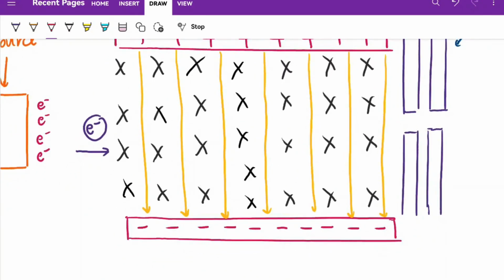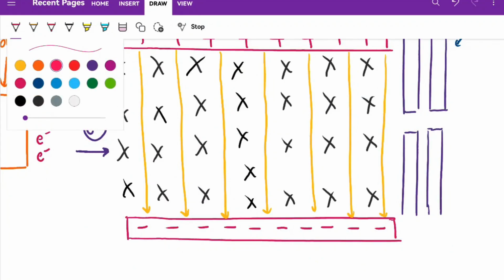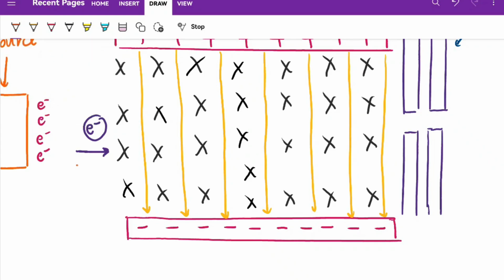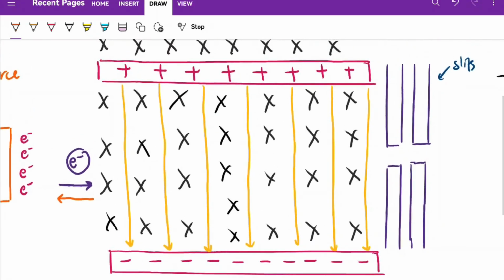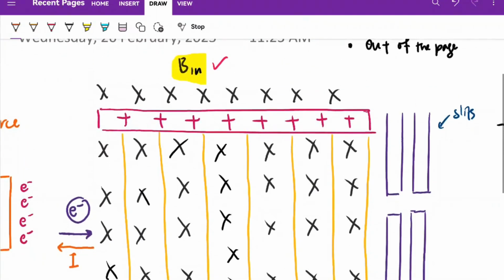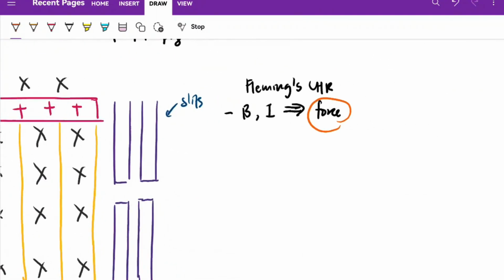Your electron is moving in this direction. That means your current will move in the opposite direction, because we know conventional current moves in the opposite direction of the electron. That's how the circuit works, right? So we have our current, we have our magnetic field. Now we want to find our force.